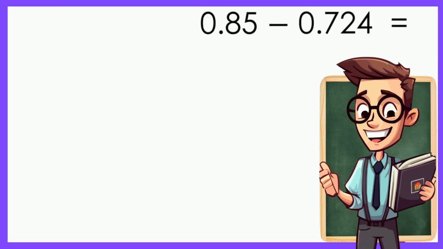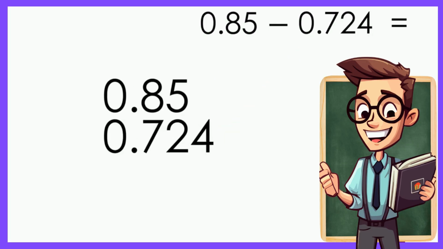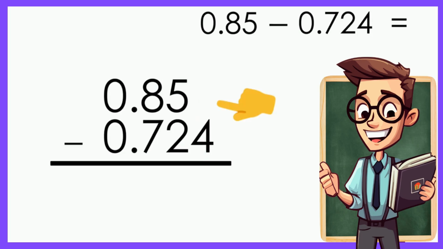Let's have another example. Here we have 0.85 minus 0.724. Again, first, rewrite the equation in vertical form. Make sure that the decimal point as well as the decimal places are aligned. And as you can see, the minuend lacks a particular number place, so we need to add 0. Second, we subtract the numbers starting from the rightmost column.